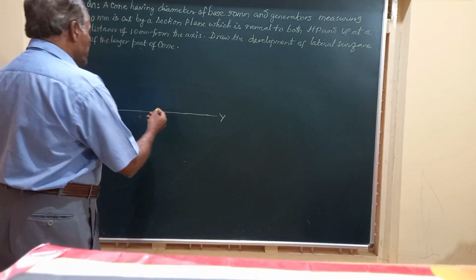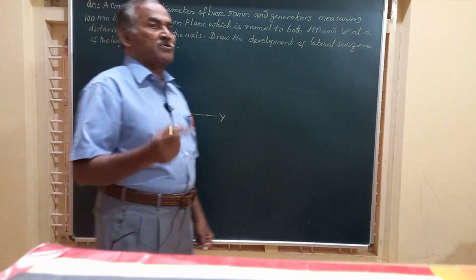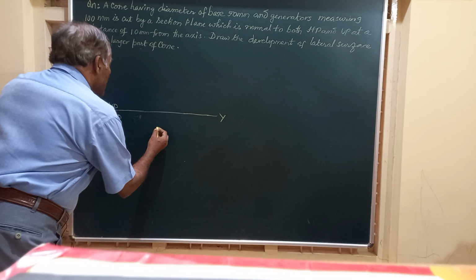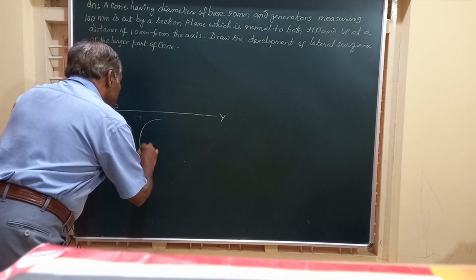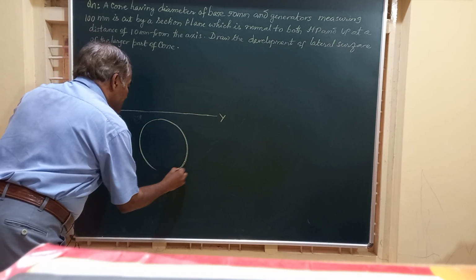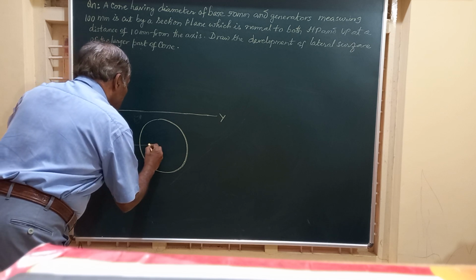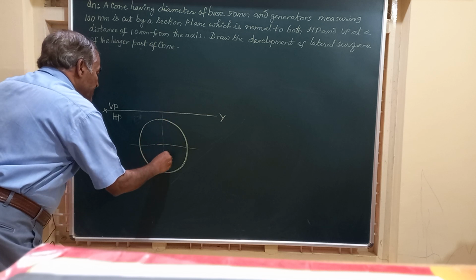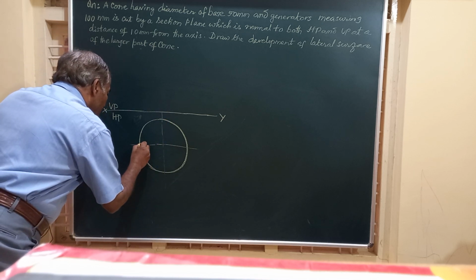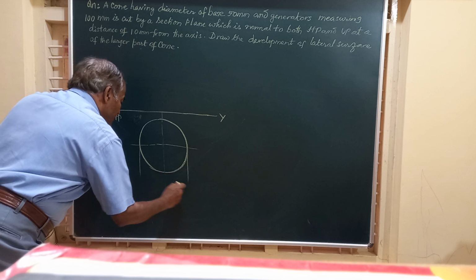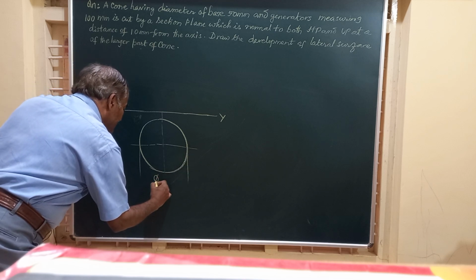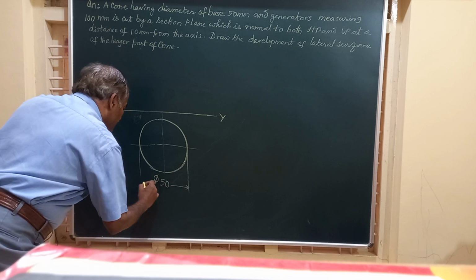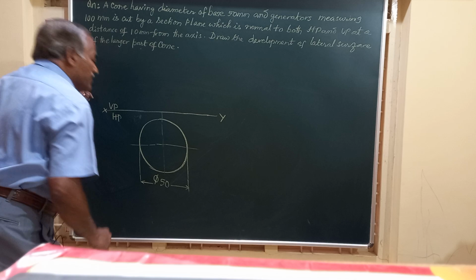So friends, we will get for the cone a circle in the top view and a triangle in the front view. So friends, let me mark the base, that is a circle having diameter equal to 50 mm. So I will just mark it as 50 mm or φ50. The symbol indicates a diameter. So this is a circle in the top view having diameter equal to 50 mm.